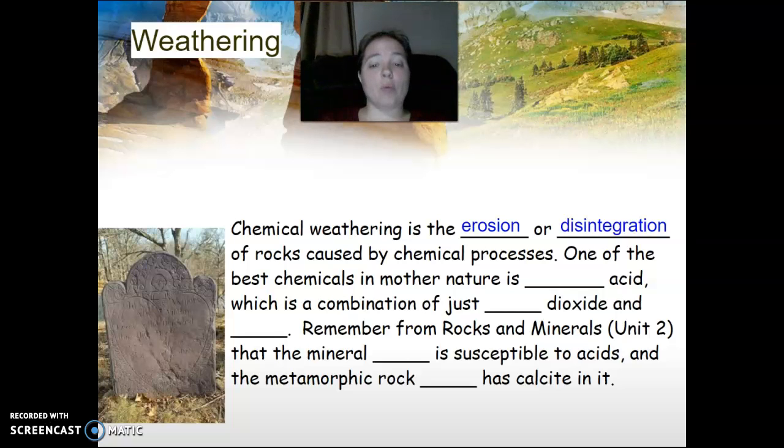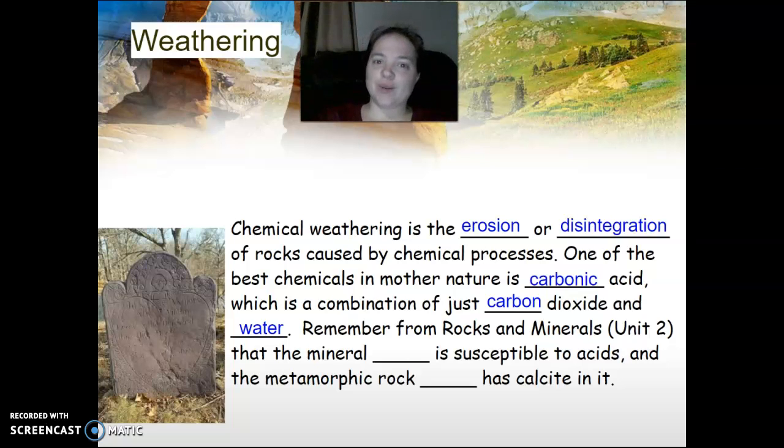One of the best chemical processes in nature, in Mother Nature, is carbonic acid. This is the combination of just carbon dioxide and water. That is made through combustion, burning. So anytime burning happens, you have a combination of carbon dioxide and water being formed.